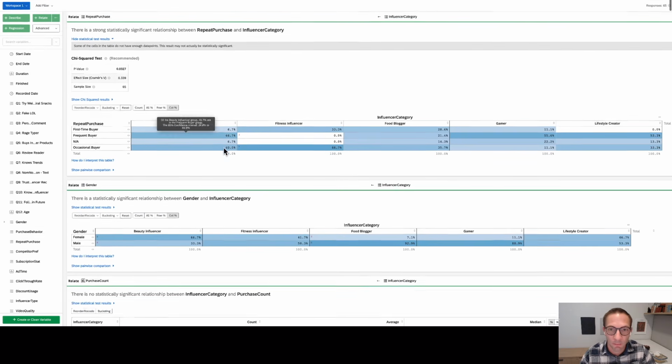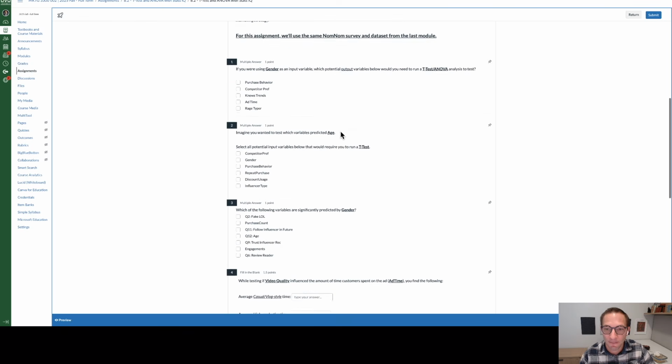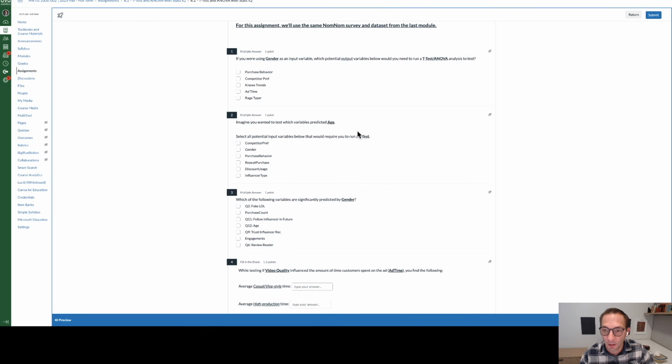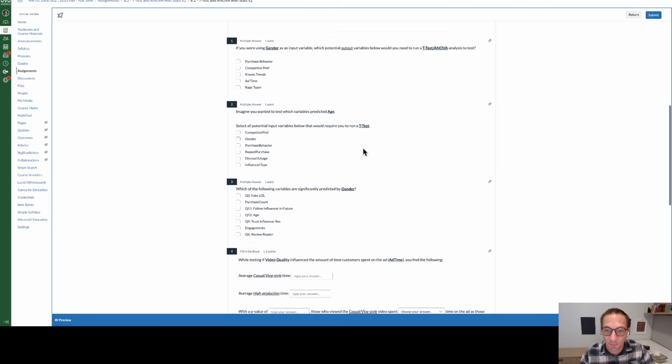But if I want to know when I need to run a t-test, which variables I would run a t-test with, and this is looking specifically at input variables, right? So if I want to know what I need to run the t-test on, I need to know how many categories are in my input. Do I have 2 categories or more than 2 categories? And think back to the last video. In what case are you running a t-test? Do you have 2 categories for your input, or are there more categories?